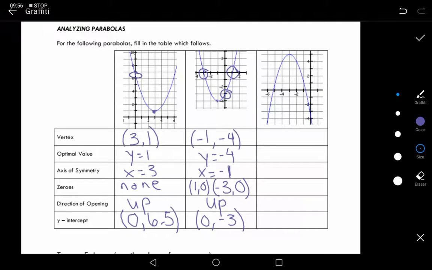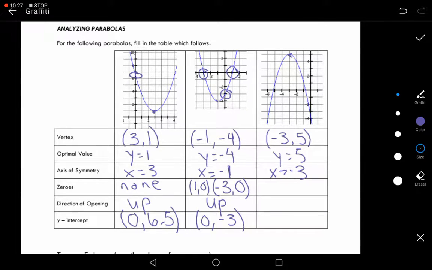Okay, one more example here. So again, the vertex, highest or lowest point. So this one's going to be a highest point, which differs from the last two. So you can see where I kind of made a line there. Looking at our x first, we have -3. We're going over -3 and up 5. So our coordinate is -3, 5. Again, our optimal value is just our y-coordinate of that vertex. Our axis of symmetry is just our x-coordinate.